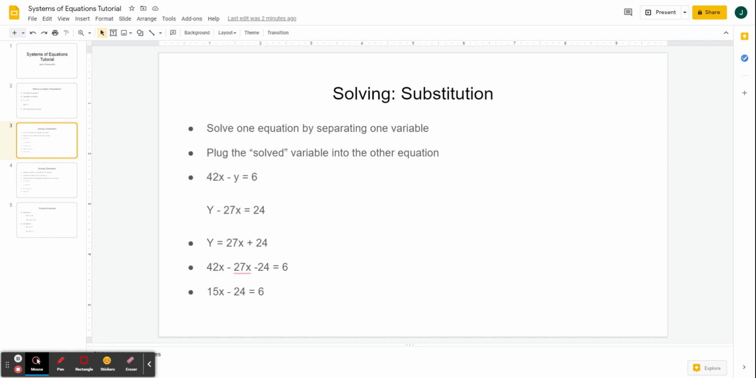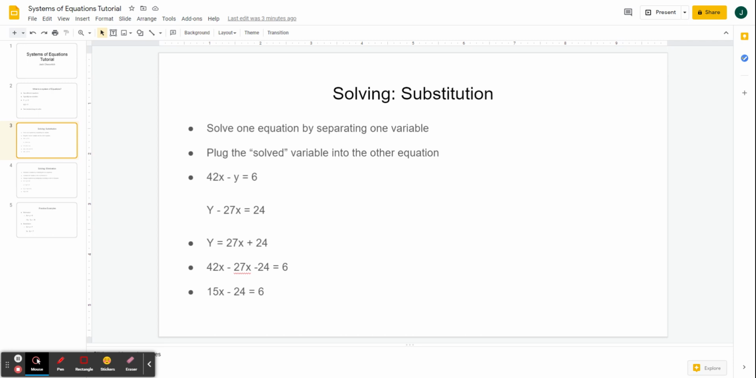How you substitute for a variable is by solving one of the equations, quote unquote, by separating the variable. What you're going to do after you solve it is plug the solved variable into the equation. Of course, the variable isn't actually solved because we don't know the actual number, which we will find at the end, but it's just a placeholder for the other variable, which we'll plug into the equation. I'll show you in this example.